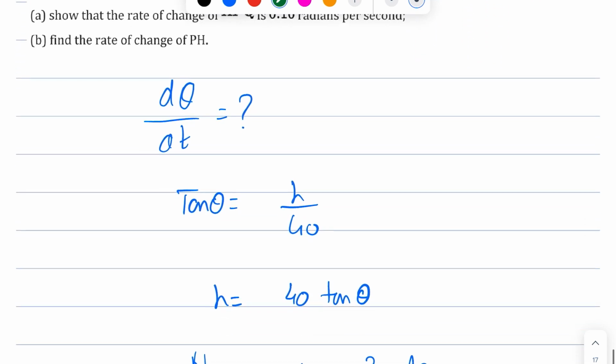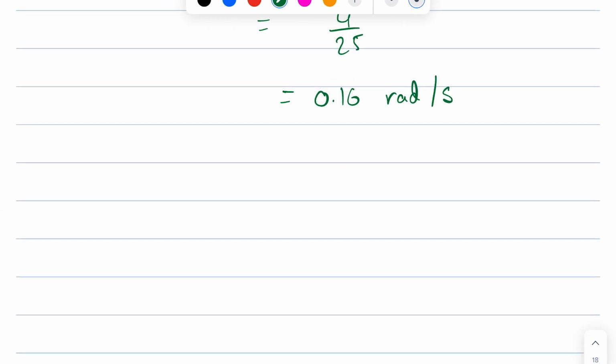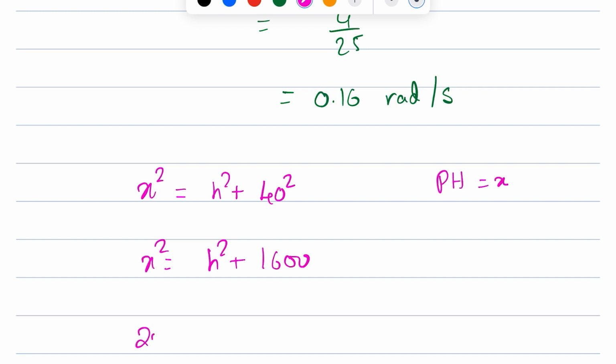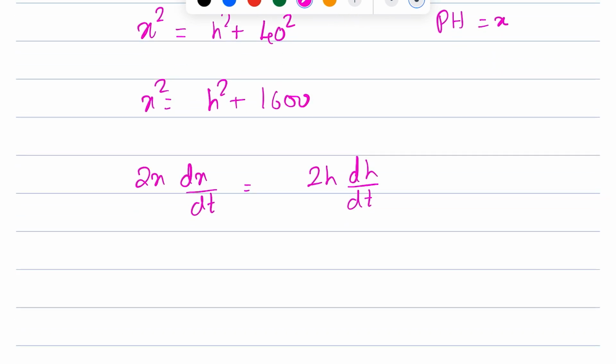Now find the rate of change of PH. For that we are going to use the Pythagorean theorem. Let PH be x. x square equals h square plus 40 square, so x square equals h square plus 1600. PH equals x, don't forget to write it. Now differentiate on both sides: 2x dx upon dt equals 2h dh upon dt, since the derivative of 1600 is 0. Now I want dx upon dt; the 2 cancels.